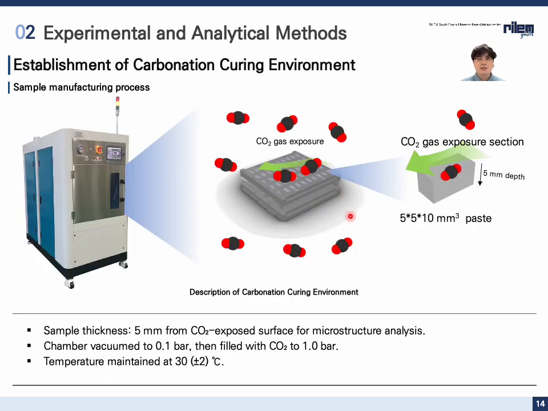And this slide presents the process for creating a controlled carbonation curing environment used for paste sample curing. As illustrated, the paste specimens, 5, 10 cubic millimeter, were placed in the CO2 chamber, where they were exposed to CO2 gas for accelerated carbonation. The carbonation chamber was initially vacuumed to 0.1 bar, followed by CO2 gas injection to a pressure of 1.0 bar. Throughout the curing process, the chamber temperature was maintained at 30 degrees Celsius to ensure a stable reaction environment.